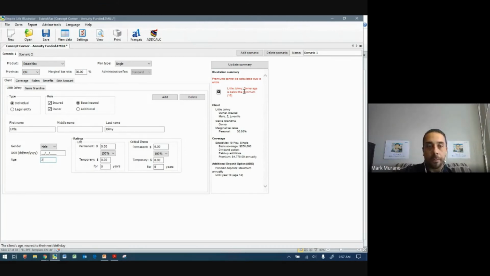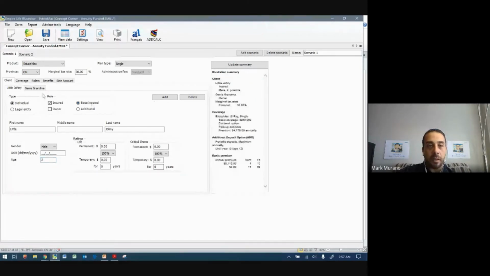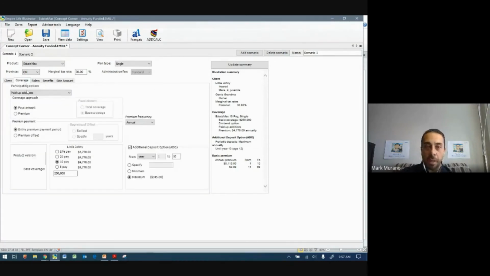So I take off owner, and I put little Johnny in, and then I would add a second life, which I've already named Jeannie, and I'd make her not the insured but the owner only. And again, she's a female 70 in this particular case. So I have 2 lives here, 1 insured, 1 owner. I then go to my coverage tab. In this case, I've used paid up additions. I'm using a 10 pay for $250,000. I've used maximum ADO, and it gives me $5,115 of annual premium payable over a 10-year span.